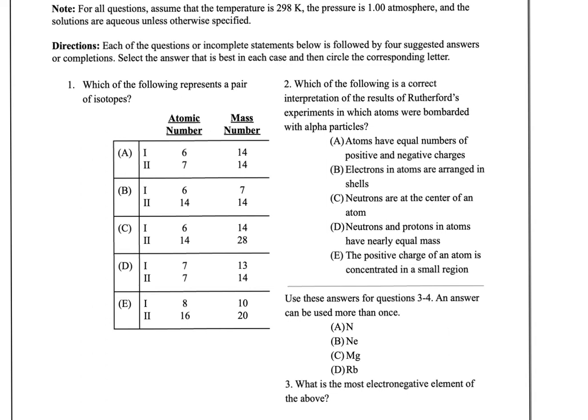So we are looking for Rutherford's experiment where he bombarded atoms with alpha particles. And what he noticed was that alpha particles, instead of going straight through the atom like he predicted, some of them were deflected and bounced back, which told us that there must be a positive charge in the atom concentrated in a small central region, which we now call the nucleus. So Rutherford gets credit for discovering the nucleus.